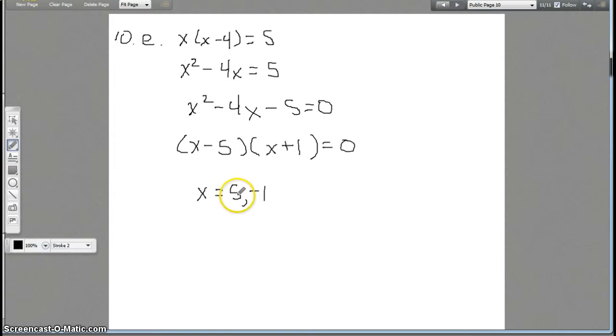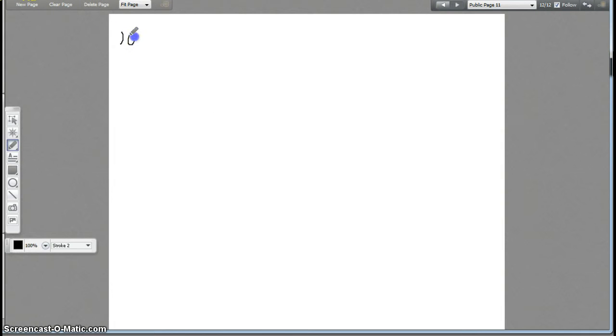Okay, 5 we could identify as a counting number, but negative 1 is not a counting number, it's an integer. So our entire solution set we're going to say is integers because 5 is a counting number, negative 1 is not. Okay, we'll do just one more part from number 10.